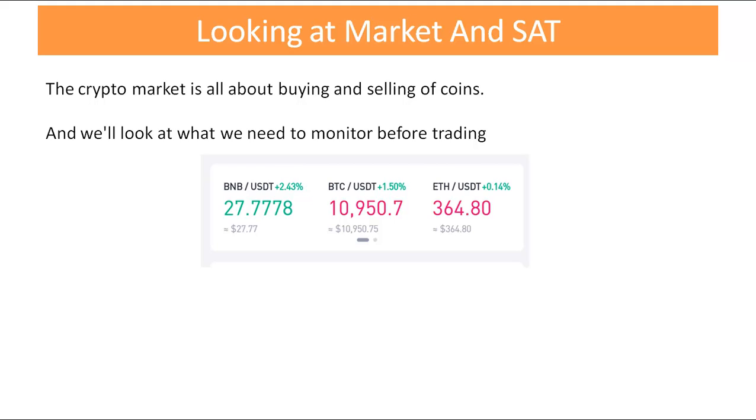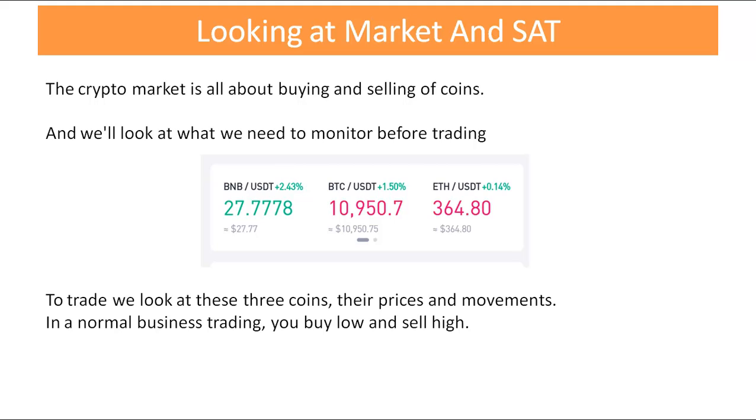These three coins, which are BNB, USDT, and the pair of BTC, USDT, and the pair of ETH and USDT, especially Bitcoin, you have to monitor the price of Bitcoin before you can go into trade. When the price of Bitcoin fluctuates, it affects the market as a whole. It affects both ETH and BNB and also other alt markets. So you have to monitor the price of these three coins, especially BTC. To trade, we look at these three coins, their prices and movement.